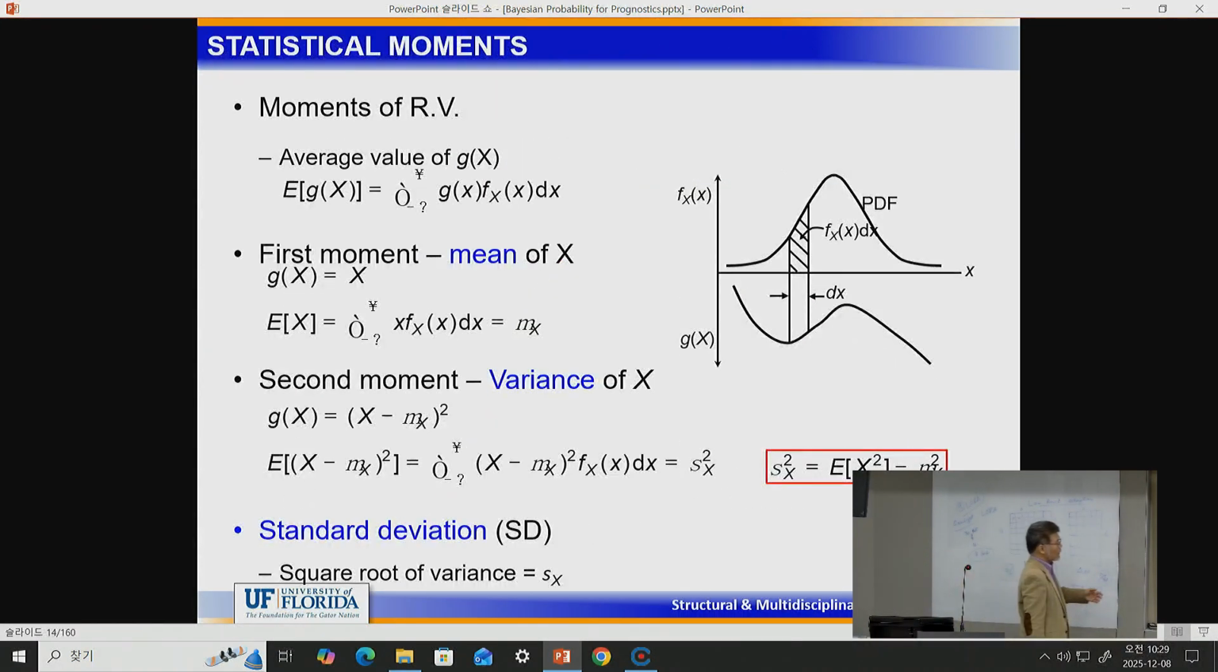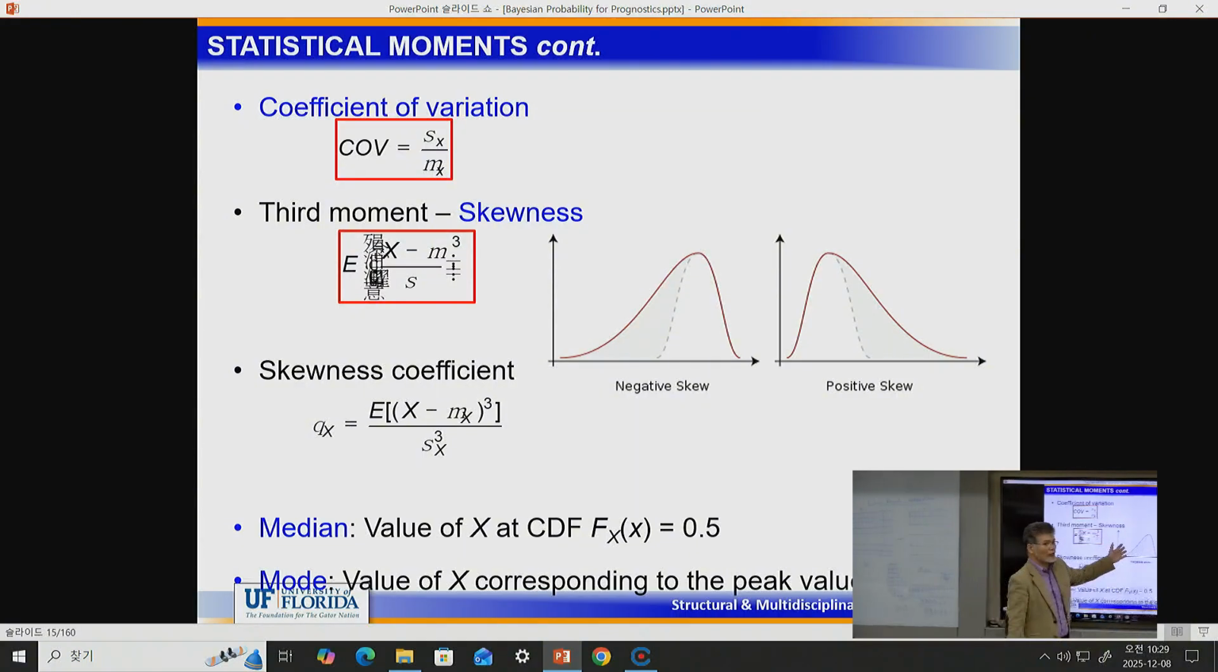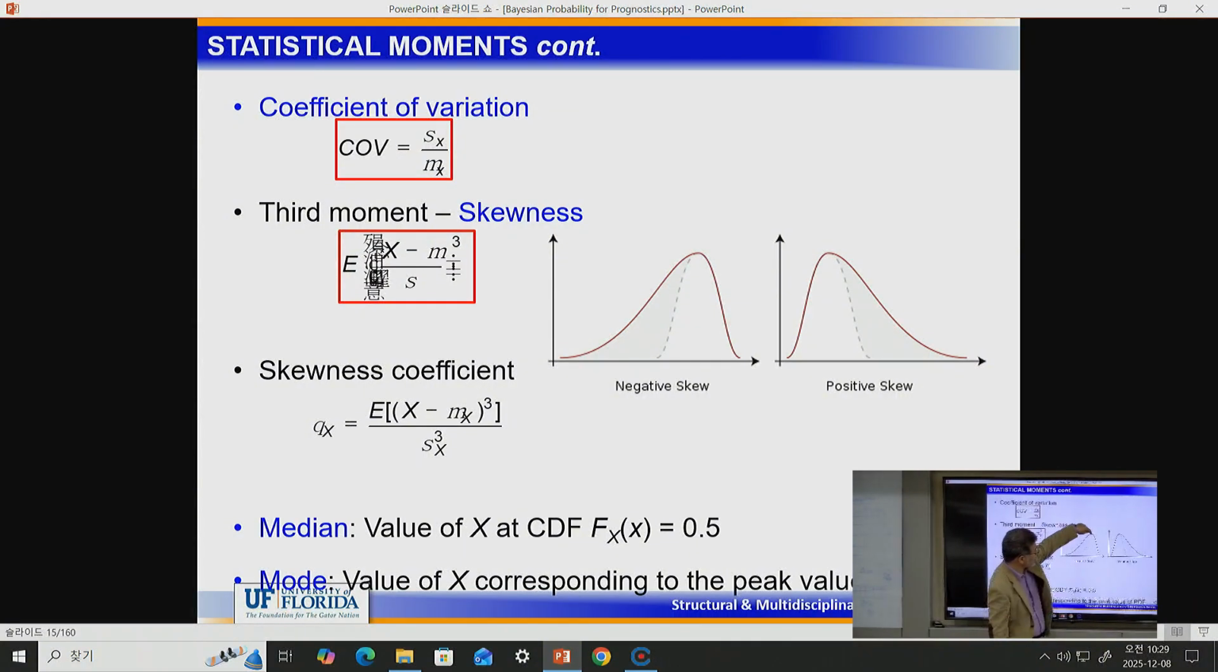But when it comes to non-symmetric distributions, this is the mode, right?